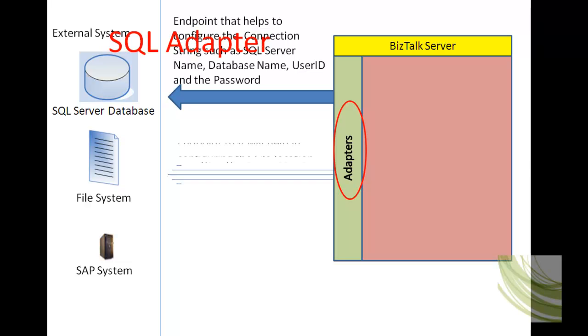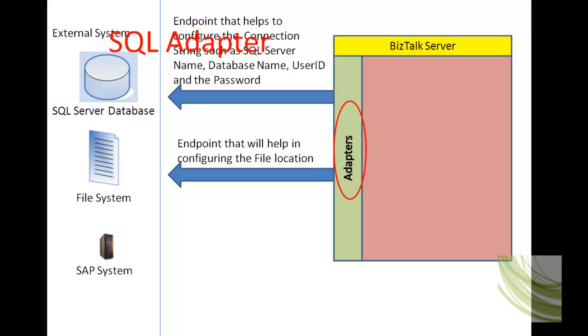If I want to connect to a file system, I would want BizTalk to provide me an endpoint that will help in configuring the file location, such as the file path. Such an adapter that BizTalk provides is called a file adapter. SQL adapter, file adapter, and there are a few other adapters which get installed on your machine when you install BizTalk. Such adapters which BizTalk provides you when it gets installed are called built-in adapters.